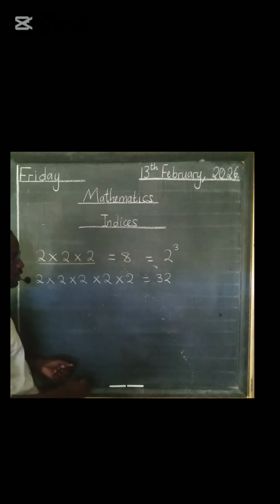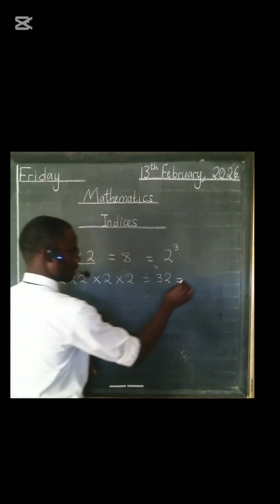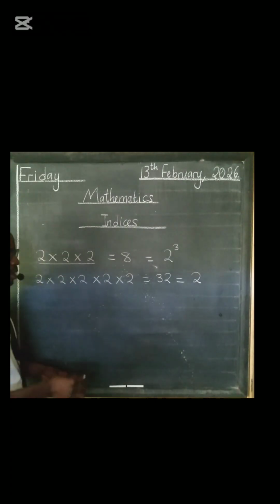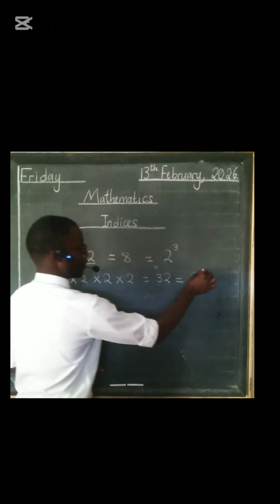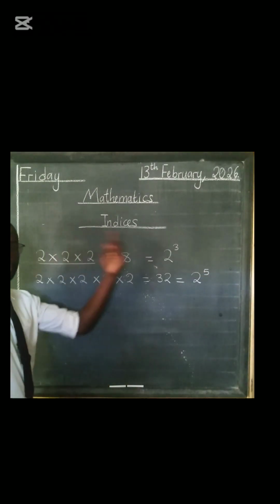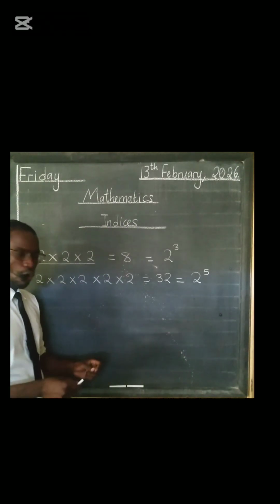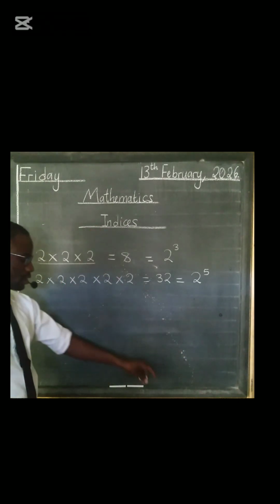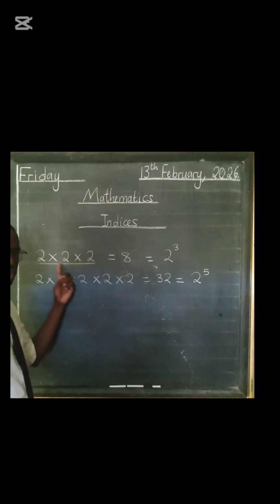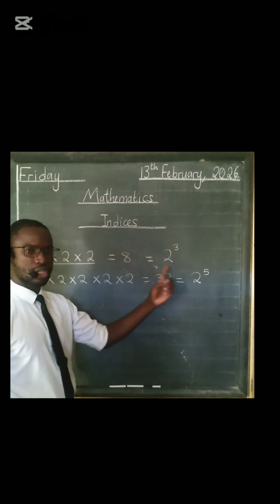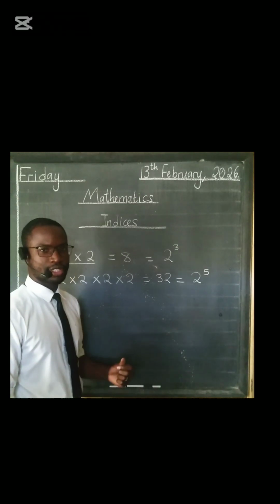We can do the same with the second example. Again, the base is 2. That's the number we are multiplying by itself. By how many times? 1, 2, 3, 4, 5. This is the whole idea behind indices. So the reason why indices exist is to help us express such long expressions in short form. This is why indices are important.